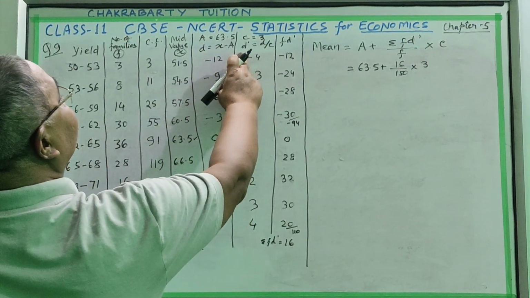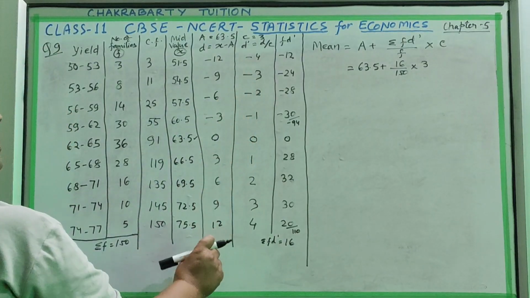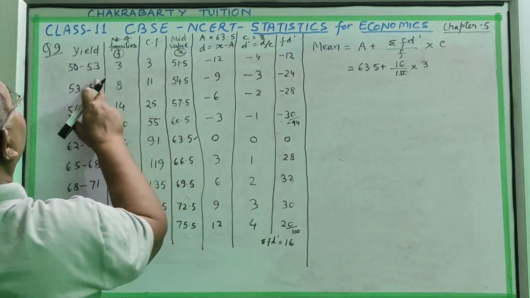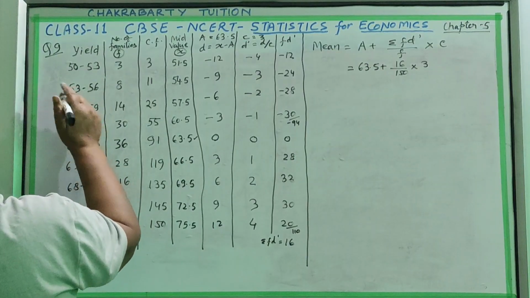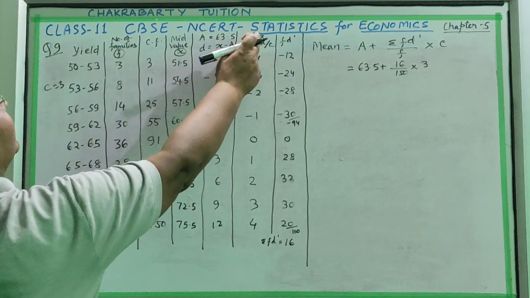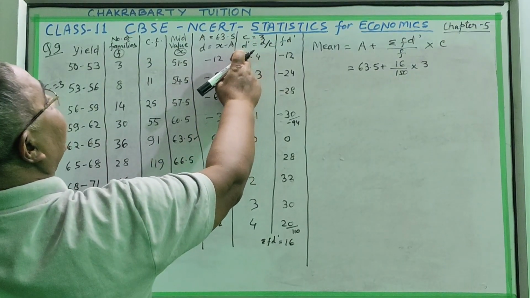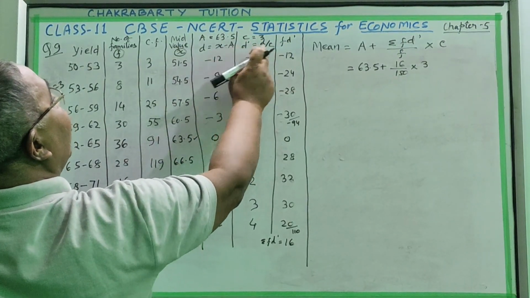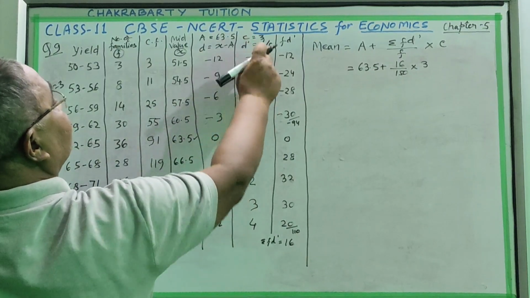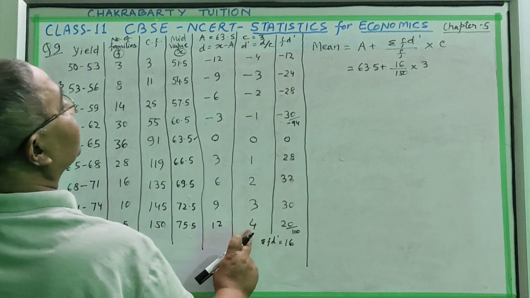Now deviation we are making step deviation. For step deviation we take common interval. So common interval here you see C is 3. Class interval difference is 3. So D dash equal to D upon C. So 12 upon 3 we have made it, 6 upon 3 we have made it. In this way D dash we have made.